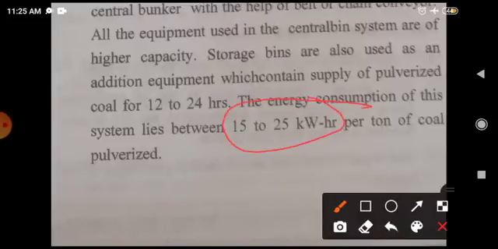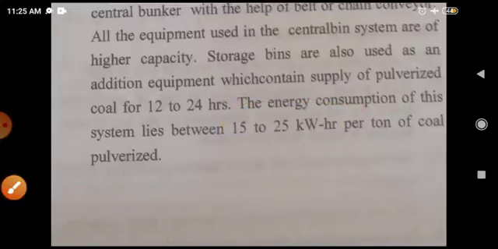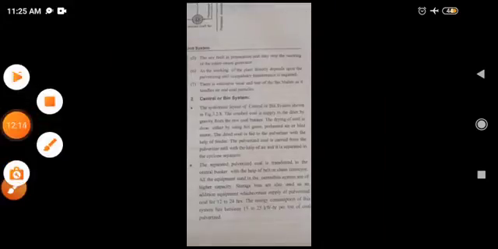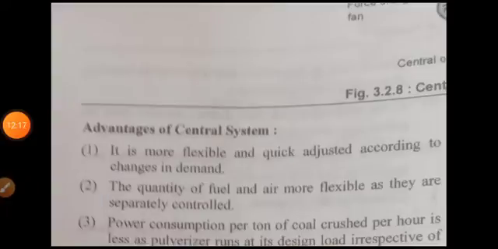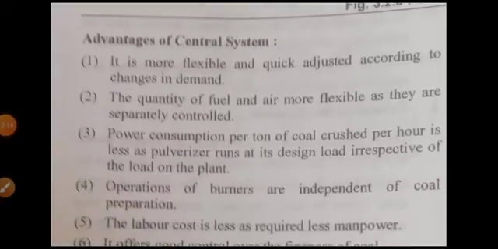Between 15 to 25 kilowatt hour per ton of coal pulverized. Okay. Let's see some advantages and disadvantages of this central system.